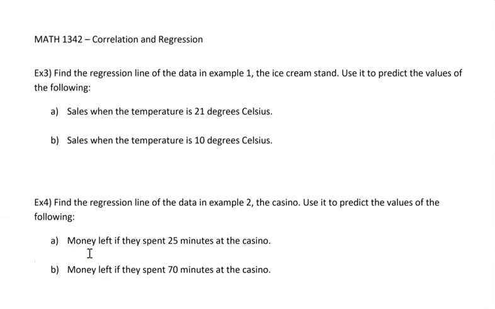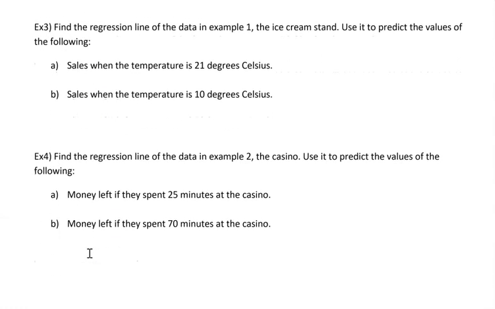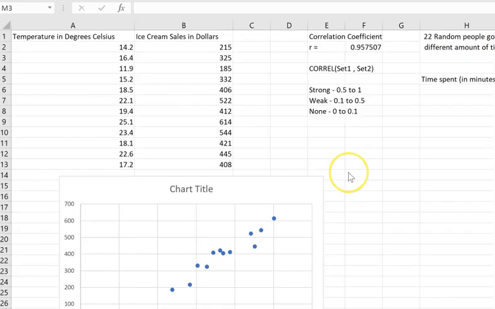All right, so on to an example. We're going to look at example 3 first. Find the regression line of the data in example 1, the ice cream stand from the last video, and use it to predict the values of the following. Part A, the sales when the temperature is 21 degrees Celsius, and part B, the sales when the temperature is 10 degrees Celsius. Okay, so once again, we're going to go back over to Excel.